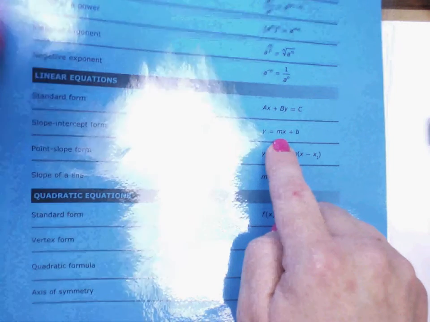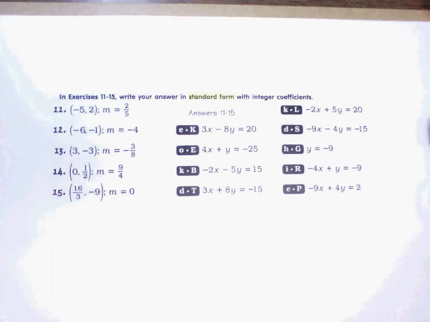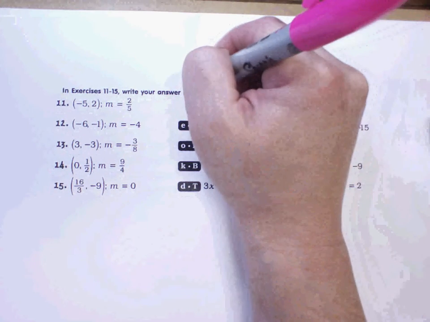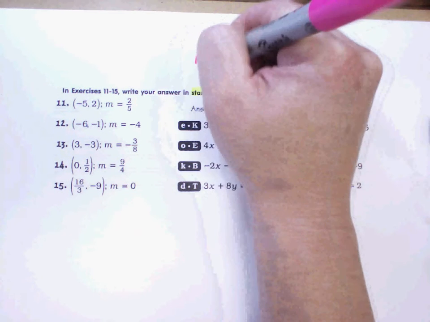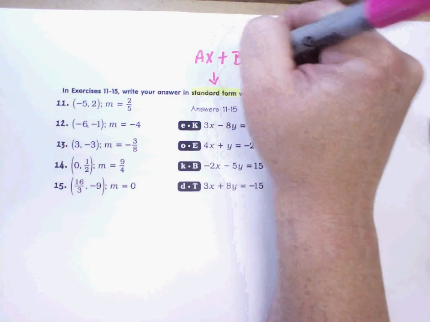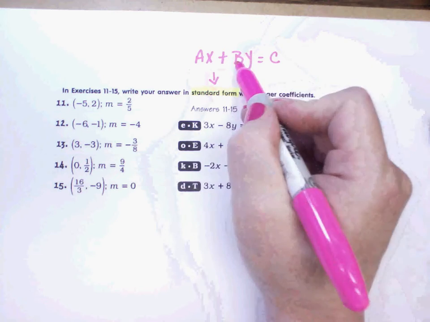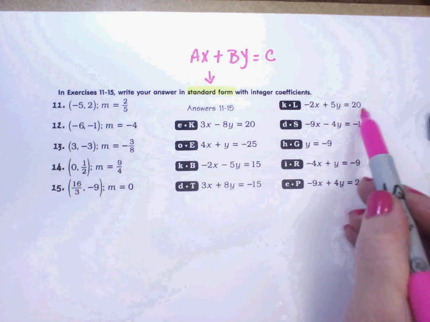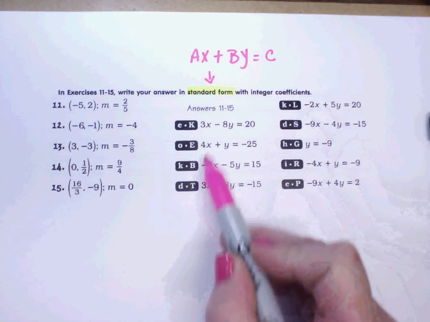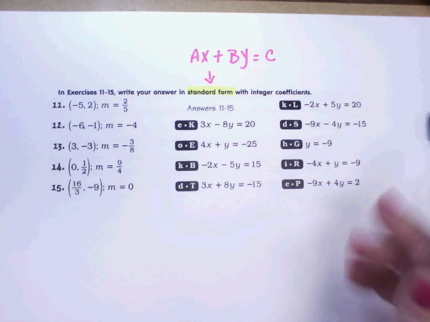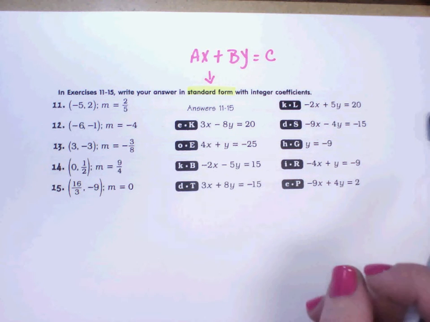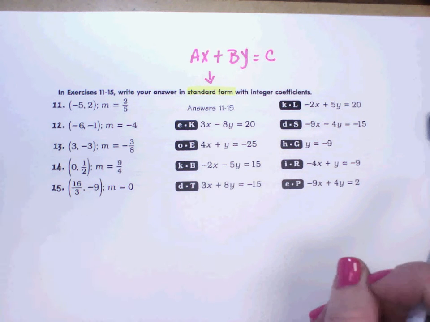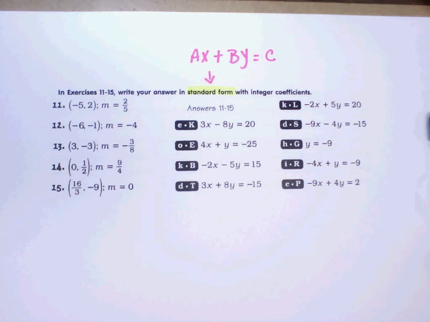All right? So I'm going to go ahead and write the standard form. Standard form would be ax plus by equals c, where a, b, and c need to be integers. Look at your options, these are some of your equations. They have to be integers. They cannot be decimals or fractions, okay? So we're going to go ahead and start with the first one.